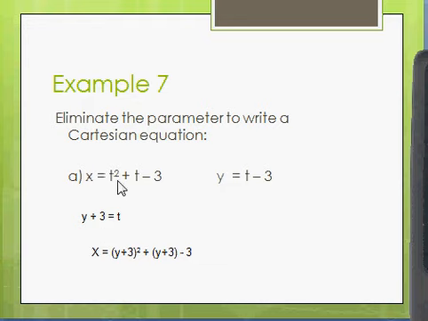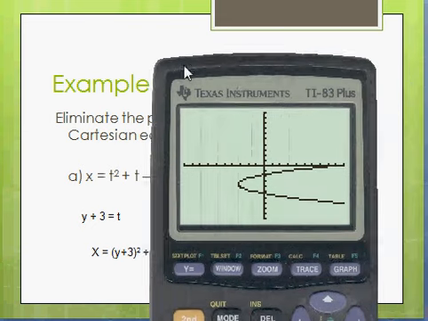I can then plug that into this equation, and we get x equals, instead of t, y plus 3 squared plus y plus 3 minus 3, which I can multiply all that out, but there's no need to. This is the purpose, to eliminate t and get an equation which has x and y involved in it. So this parametric equation has this Cartesian equation involving only x and y. Of course, this would be really hard to plot because we would have to solve for y, but we have it in the parametric form, and there we go.